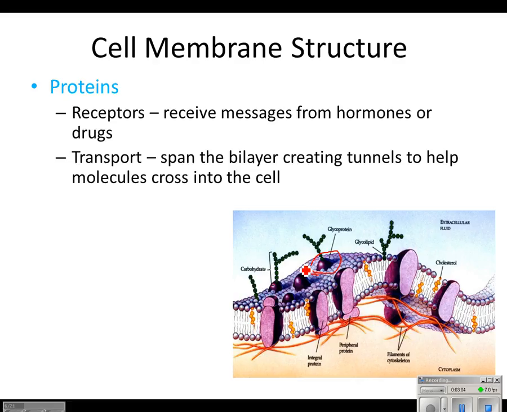And then we can talk about transport proteins. And transport proteins have typically a channel that's embedded in the middle of them. They're like a tunnel. So we'll draw a channel in here for you. And the molecules that are too big to pass through this lipid bilayer, such as glucose, will just travel right through this tunnel from outside the cell to inside the cell or vice versa.